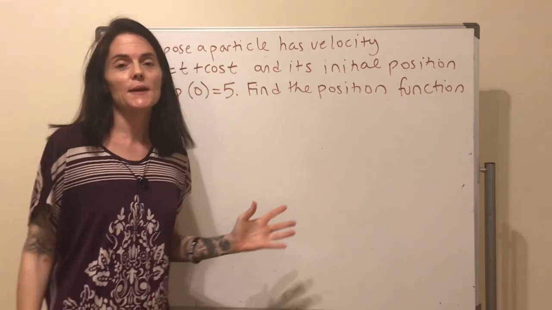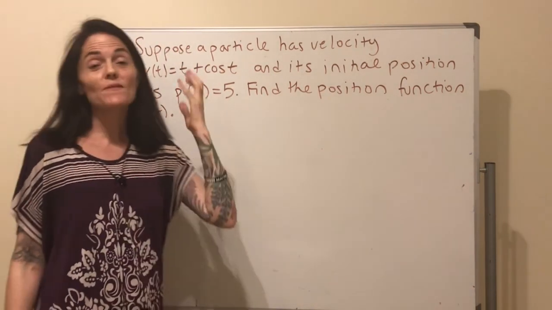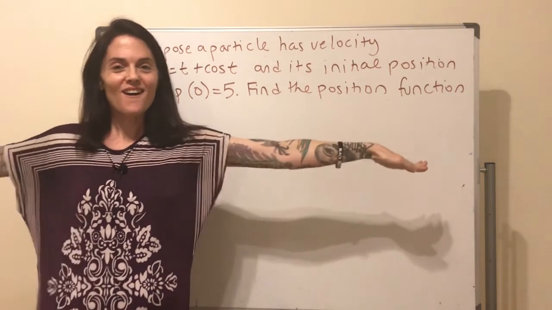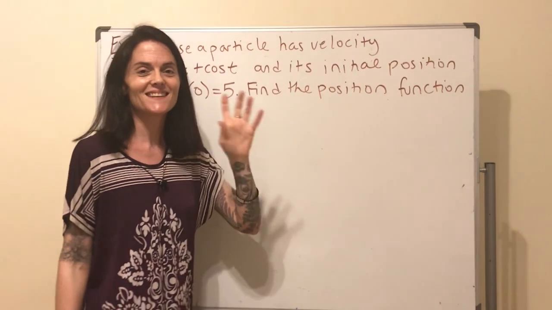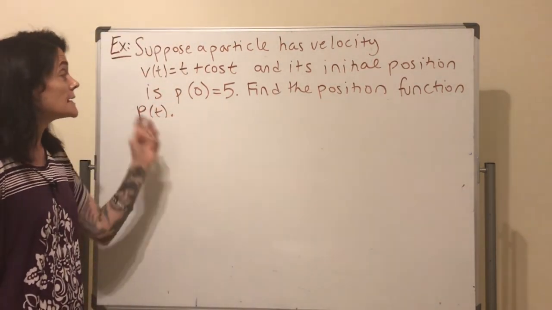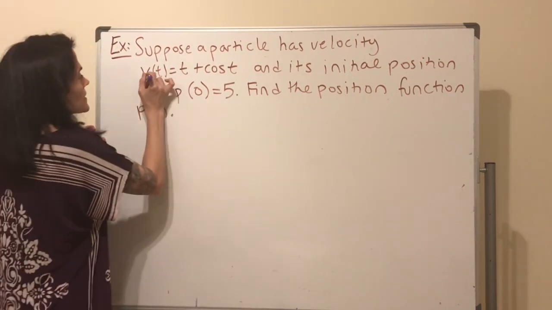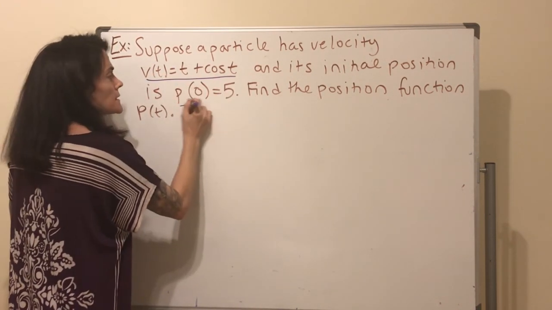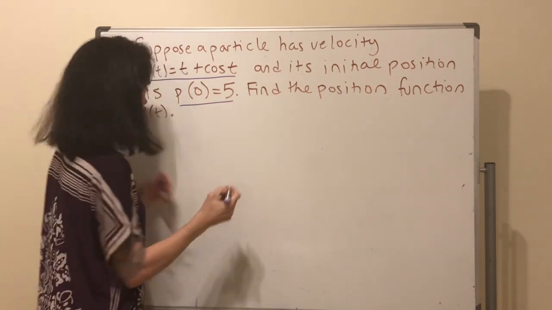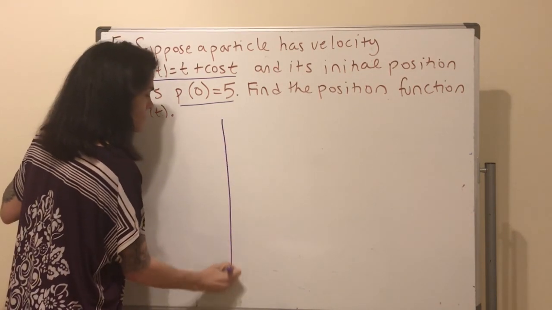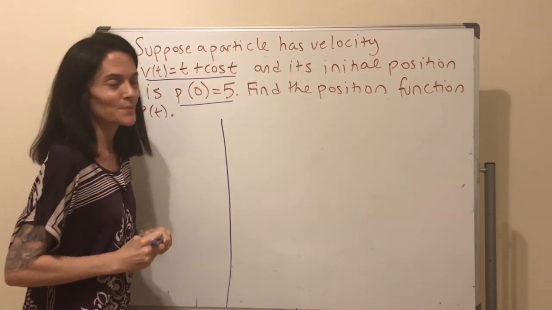Here is a great example, and it's a little bit different than what we have done before. Suppose we have a particle, and this is motion along a line, and it has velocity v of t is t plus cosine t, and its initial position is 5. So we're given this velocity, initial position. We want to find the position function, p of t. Now, maybe here, let's talk about this for a moment before we jump into the problem.